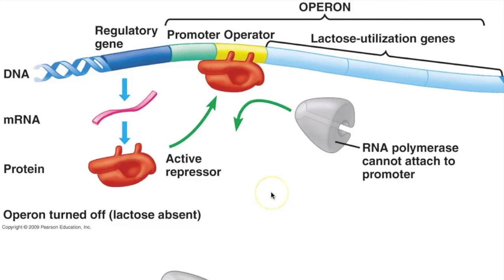Because there's no lactose around, why would I make the enzymes that break down lactose? There's a bunch of enzymes involved in making lactase, so why even make it? Who cares? But if lactose is present, it binds to the repressor and makes it fall off, which is the opposite of the trp operon.